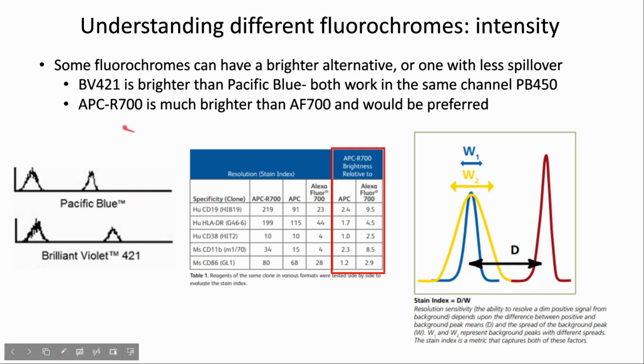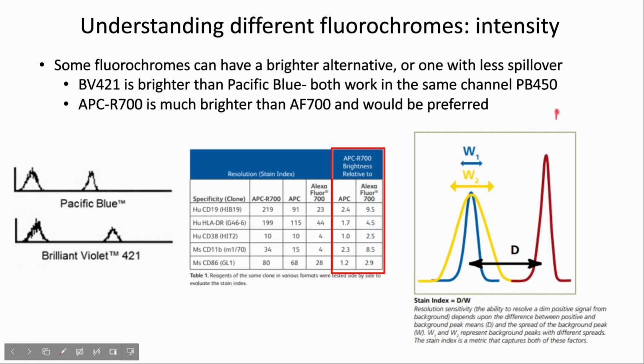Another example is APC R700 as compared with Alexa Fluor 700. Both of them, again, operate within the same second red channel on our instruments. However, APC R700, as we can see here on this manufacturer chart by BD, is brighter than Alexa 700 and, again, would be preferred.